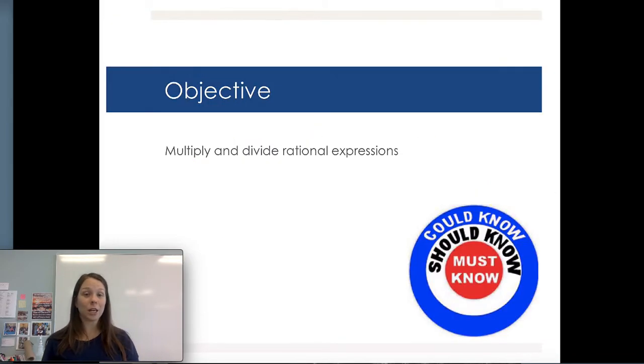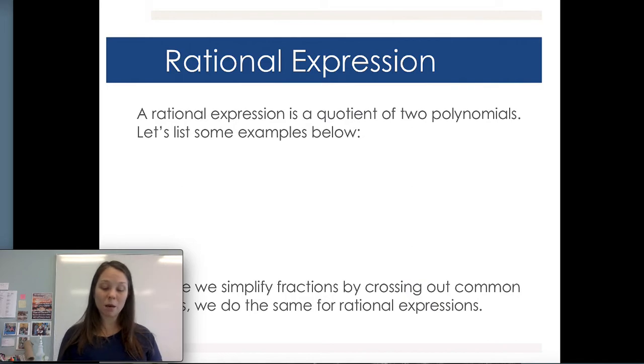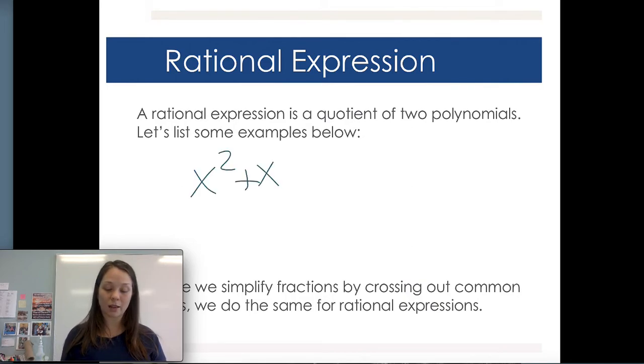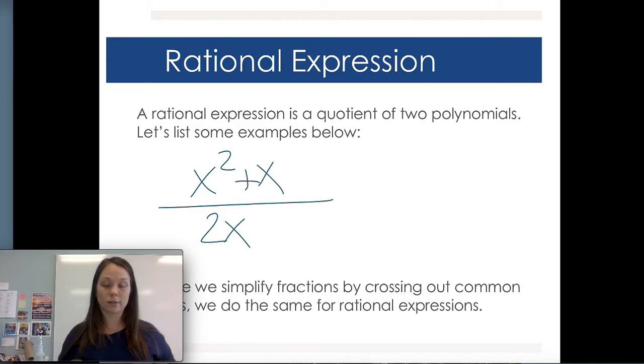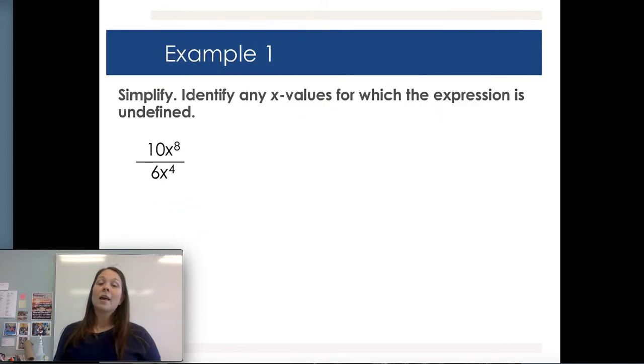So today we're looking at multiplying and dividing rational expressions. A rational expression is something that we're going to define first, and then we'll get into some multiplication and division. So what is a rational expression? It's a quotient or a division of two polynomials. An example would be x squared plus x all over 2x. That would be a rational expression. And just like when we simplify fractions by crossing out common factors, we're going to do the exact same thing with rational expressions.